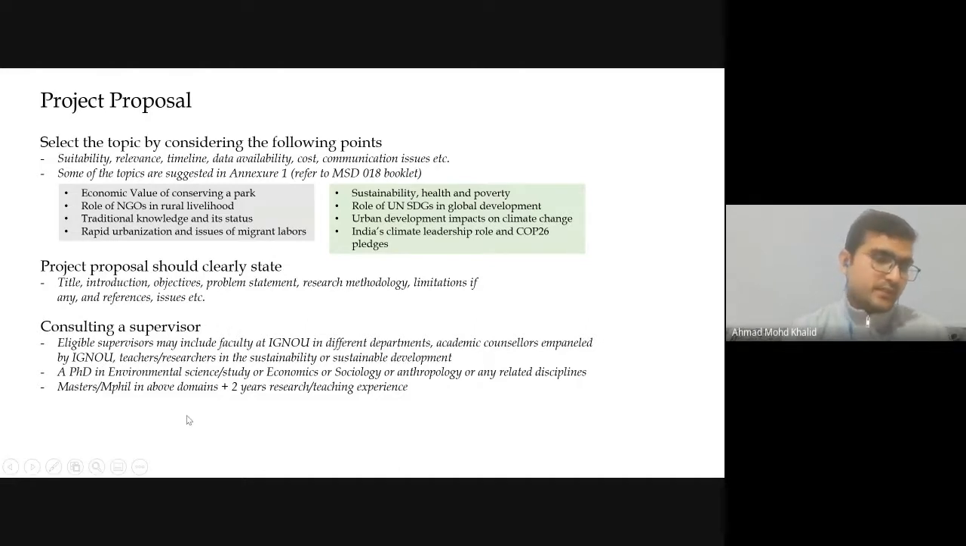So now talking about how to consult a supervisor. As far as what IGNU guidelines says, you can have a supervisor from any department of IGNU. Any of the academic counselors who are impaneled with IGNU can be your supervisor. Teachers and researchers in sustainability domain or industry, if you know someone, you have contacts, they can also serve as your supervisor for your project proposal.